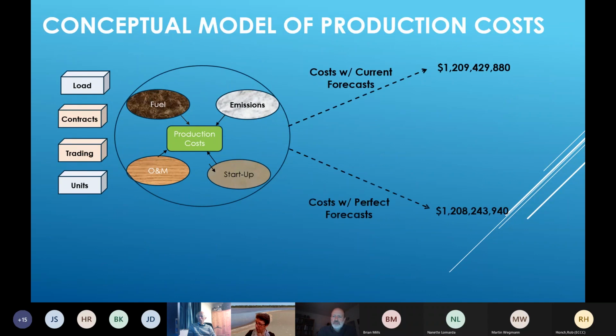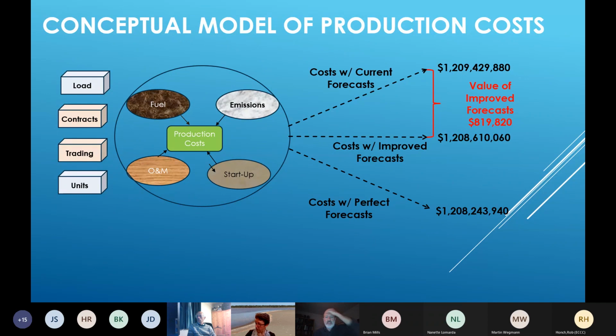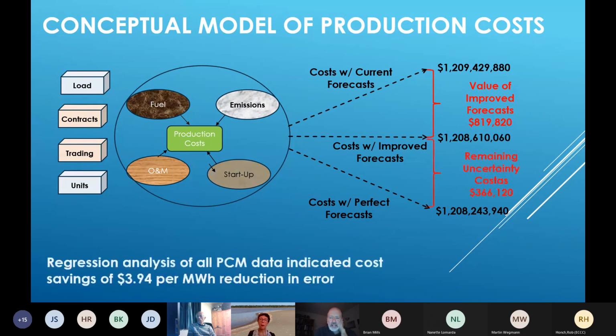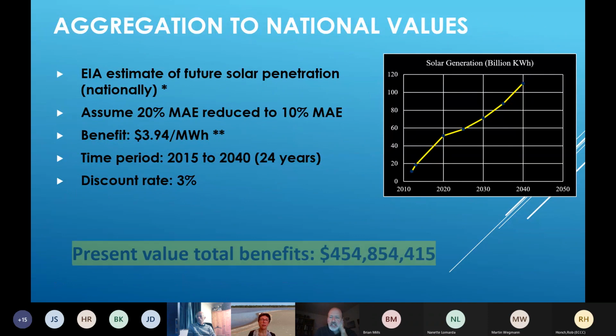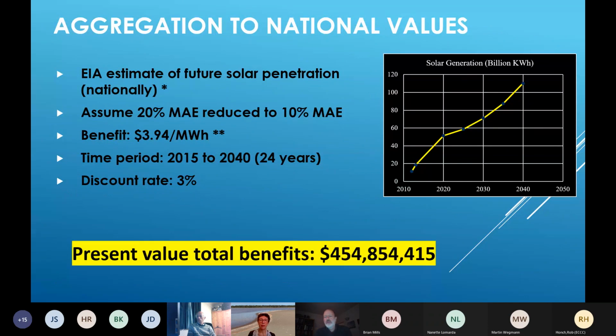Without going through all the details of the modeling, we basically found that the value of the improved forecasts for the one energy utility who ran this model was a little over $800,000 a year. And then when we aggregated that up nationally over 24 years, we came up with an estimate of about $400 to $500 million in benefits potentially related to this project. And again, that's the economic analysis tagged on to the value chain concept here.